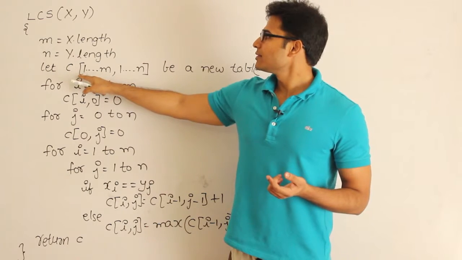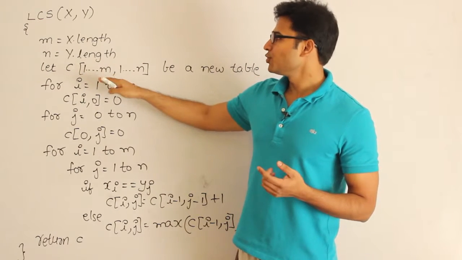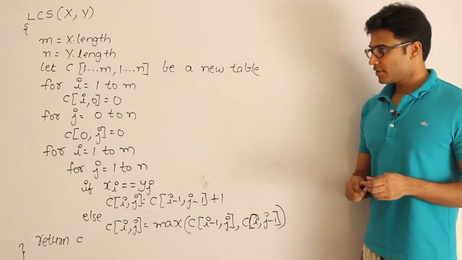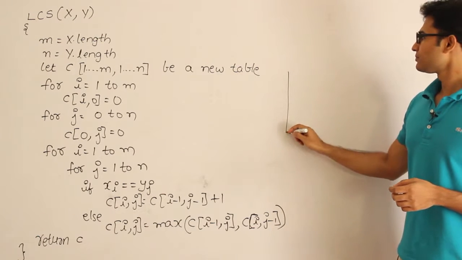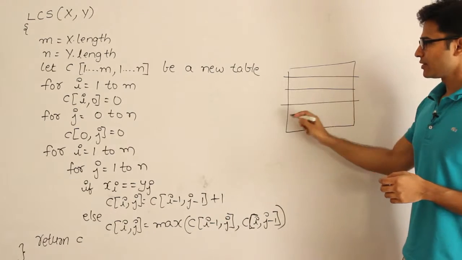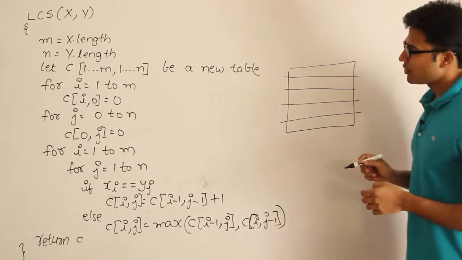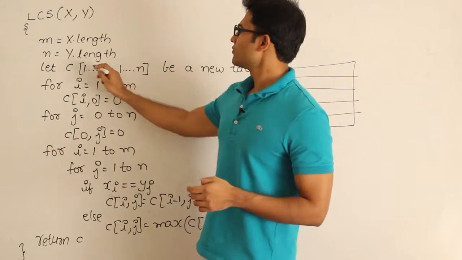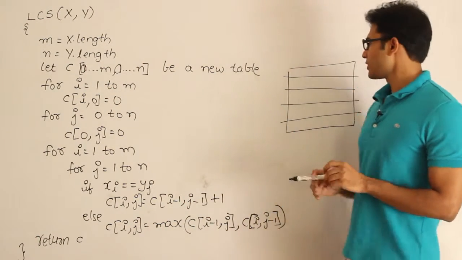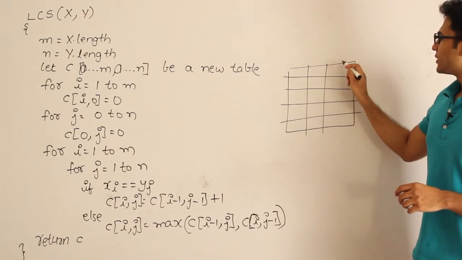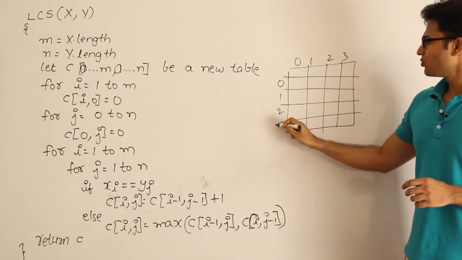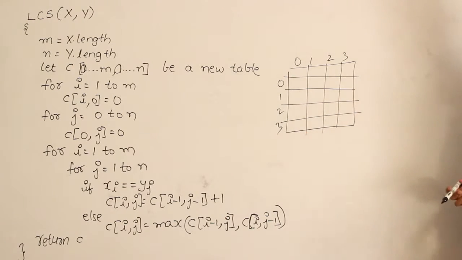And then let c equal to, we are creating a new array c 1 to m, 1 to n. So what does it mean? We are creating a new table like this. That is what we have already seen, isn't it? So instead of c 1 to m and 1 to n, it is better you create it from 0 to m and 0 to n, so that you will have even zeros, right? So it is nothing but we are just creating it like this: 0 1 2 3, 0 1 2 3, right? Just the same as the previous one.